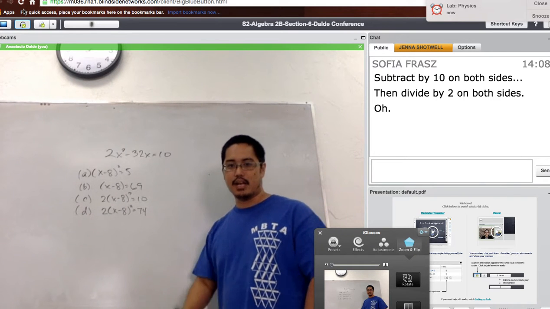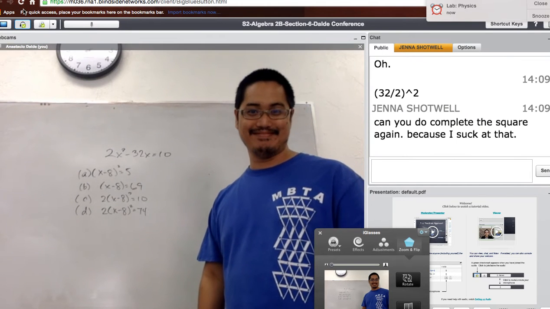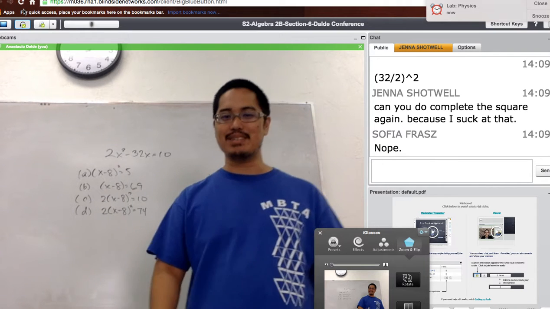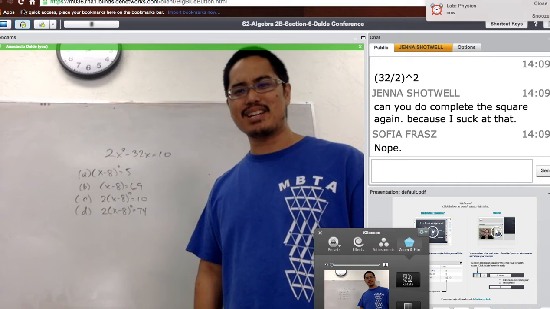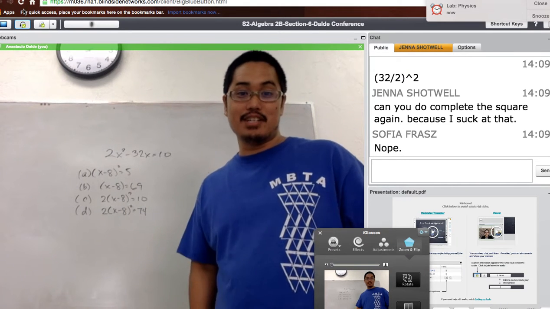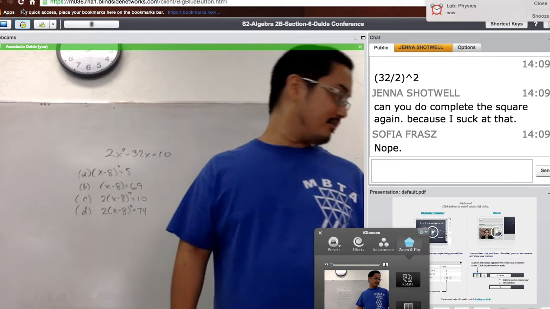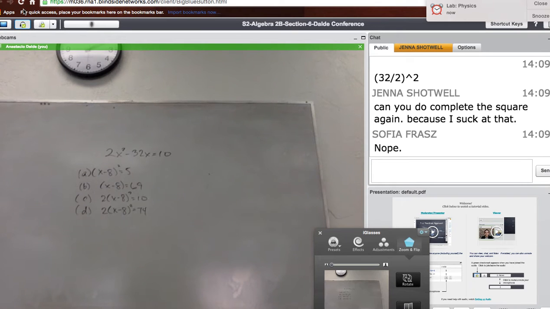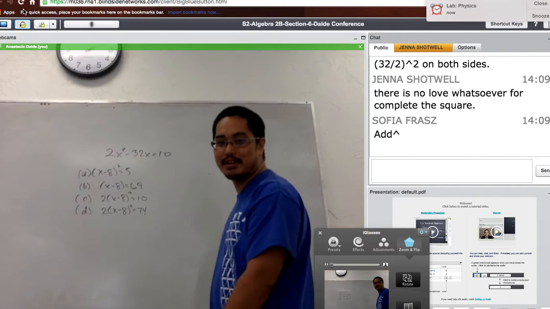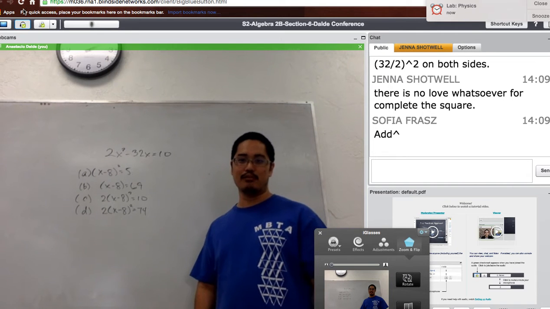How many of you liked doing complete the square? There we go. Jenna's admitting something. She's saying, can you do complete the square again, because I sucked at that. Sophia's saying she doesn't like complete the square. All right, Cameron. Dennis, there's no love for completing the square whatsoever.